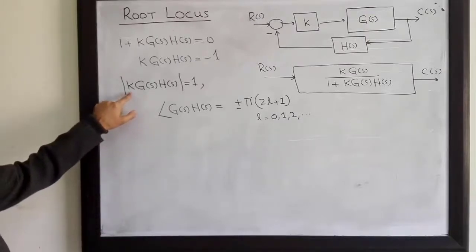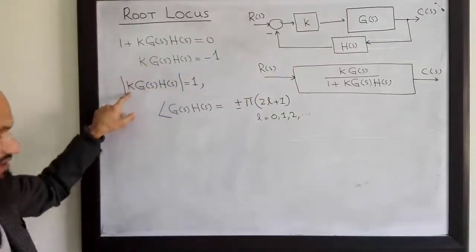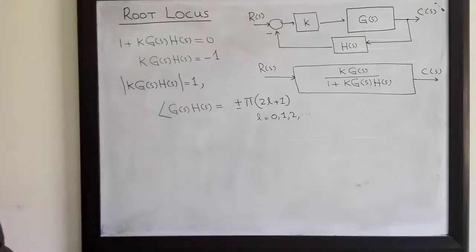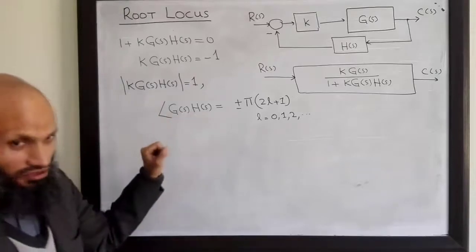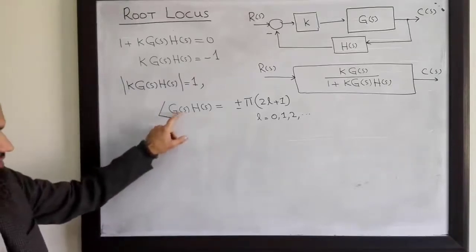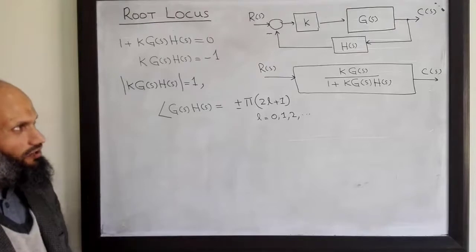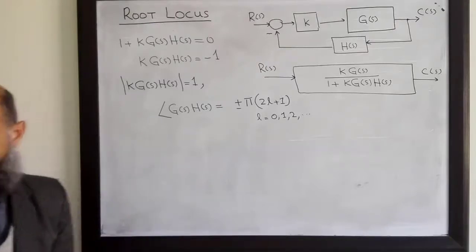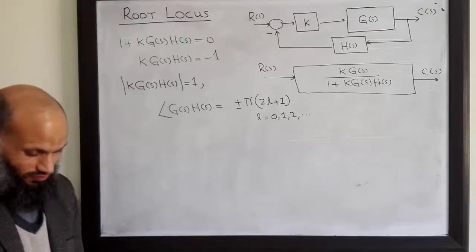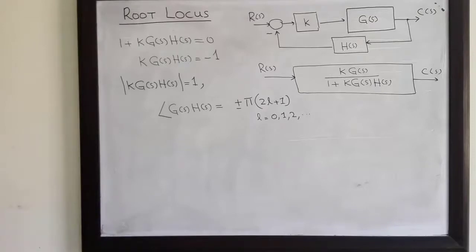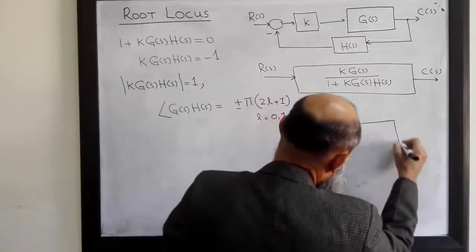You can see that K is a variable gain, so you can always satisfy the magnitude equation by selecting different values of gain K. Therefore what we have to do is check only the angle equation. So any point in S plane which satisfies this equation will lie on the root locus, will be a closed loop pole for some value of gain K. To elaborate this point, let's take a particular example, the same example that we discussed in the previous case. We have this system.